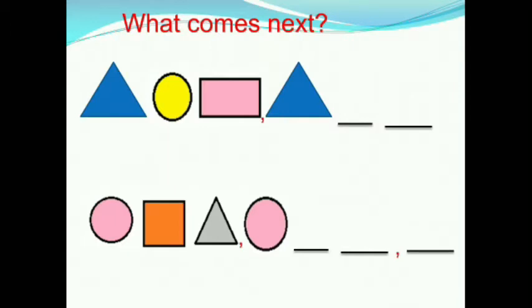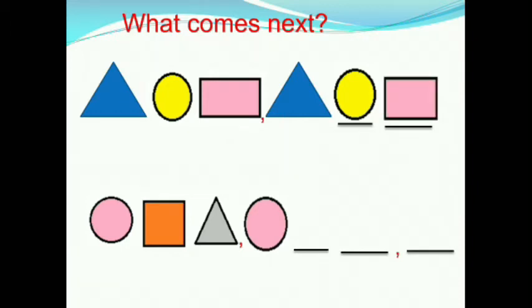Children, now we should complete this pattern. First we have triangle, circle and rectangle. Now we should repeat this pattern. First they have given triangle. After triangle, what is there? Circle. So we should draw circle. After circle, what is there? Yes, rectangle. So we should draw rectangle.